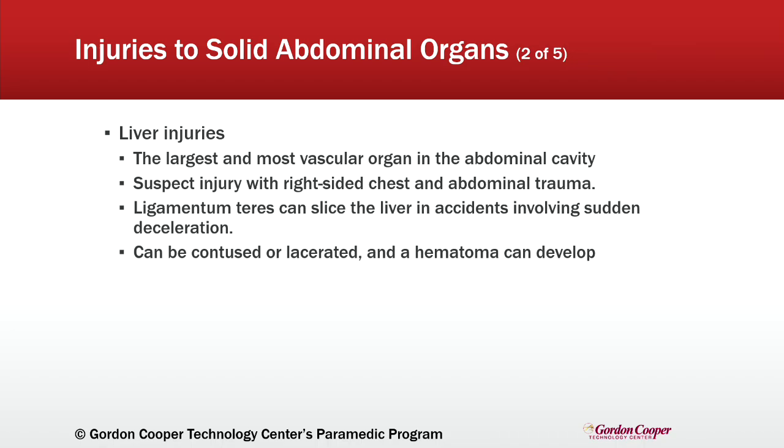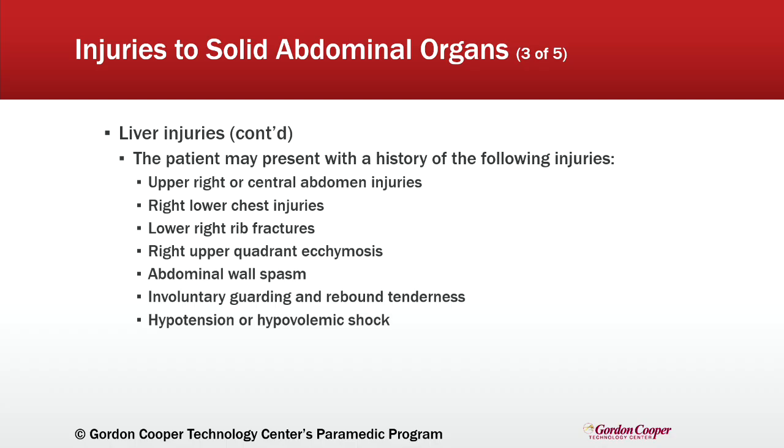The liver is the largest and most vascular organ of the abdominal cavity, making it the most vulnerable organ in the abdomen. You should suspect a liver injury in a patient with trauma to the right side of their chest or to their upper right abdomen. In incidents involving sudden deceleration, the ligamentum teres, which is the ligament in front of the liver that holds it in place, can actually slice the organ in two. An injury to the liver can be a contusion, a laceration, or a hematoma. Any of those can develop from an injury to the liver.